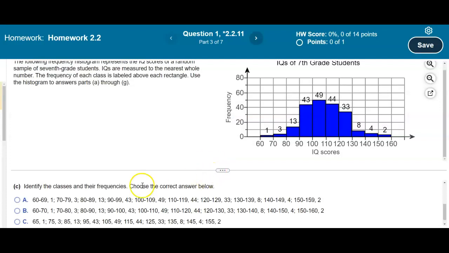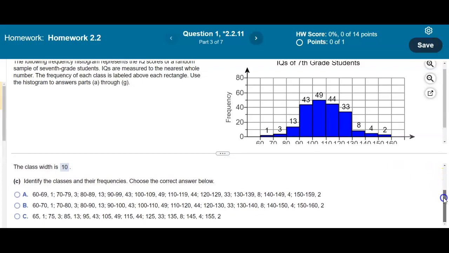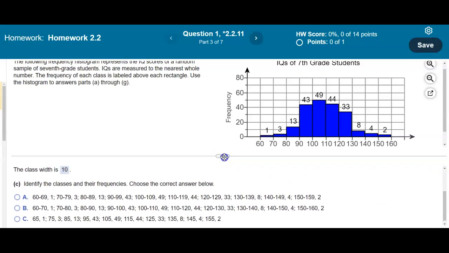Now the next question says identify the classes and their frequencies. Okay, so we want to take a look here. In this scenario, we have 60 to 69. We're not going to use 70 twice because that means it would be overlapping. So 60 to 69 has 1 for its frequency. And then we have 70 to 79, which is 3.